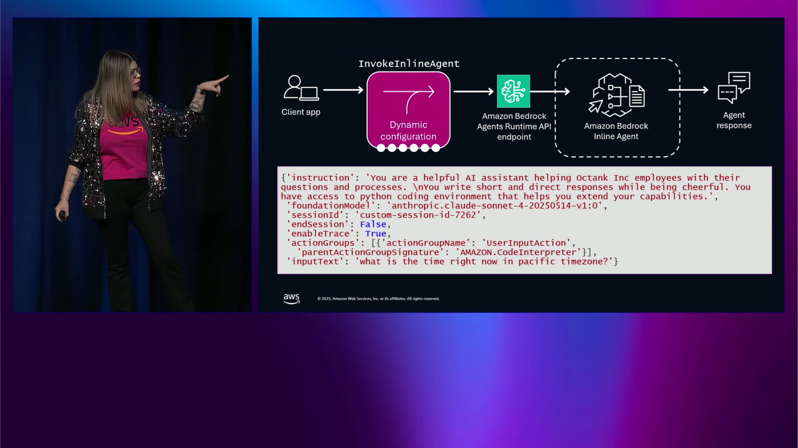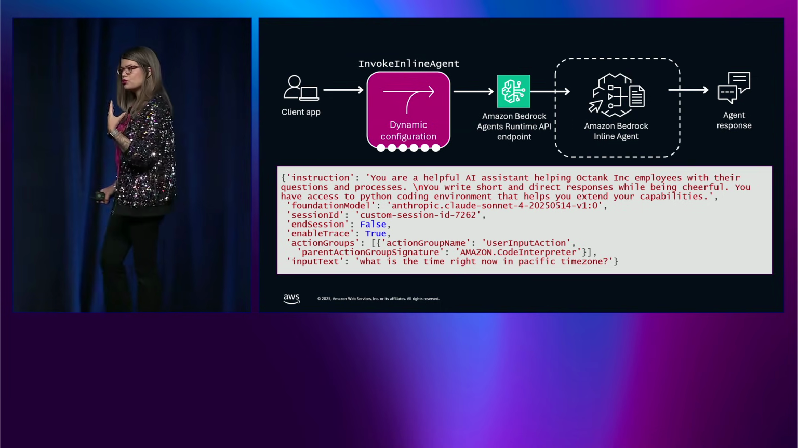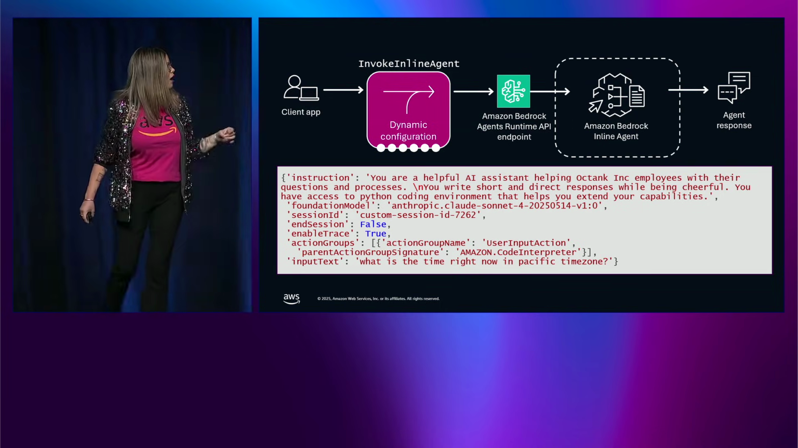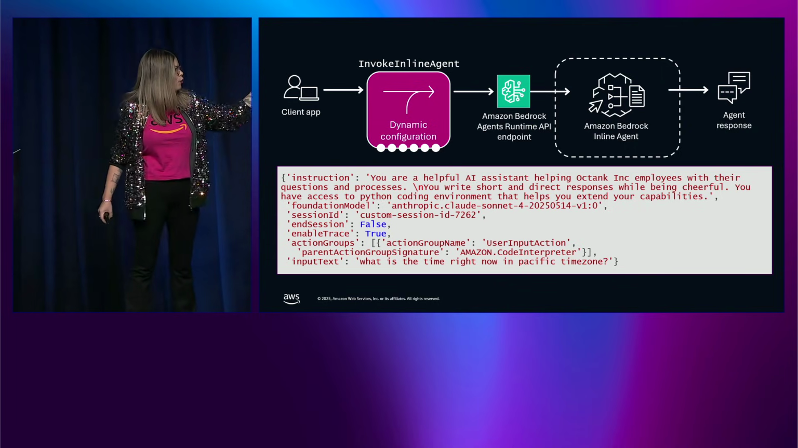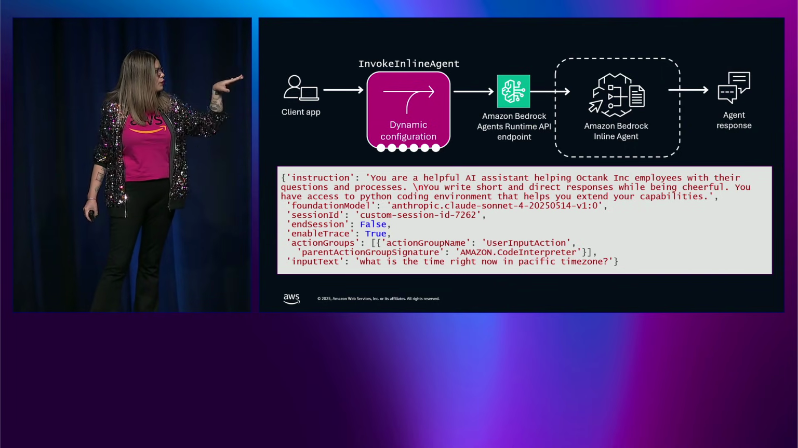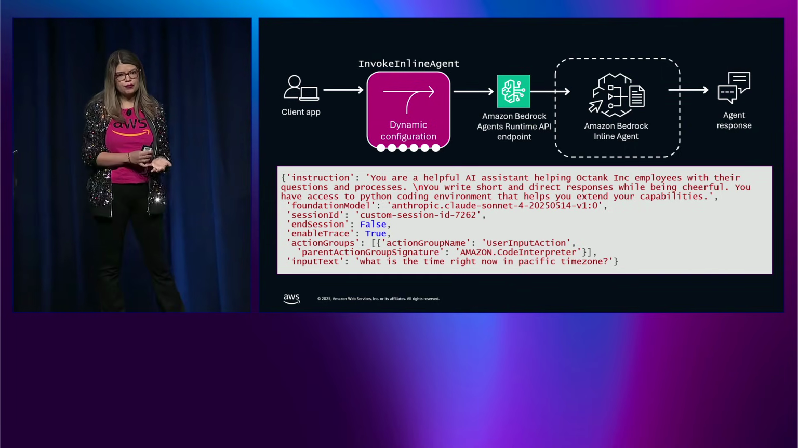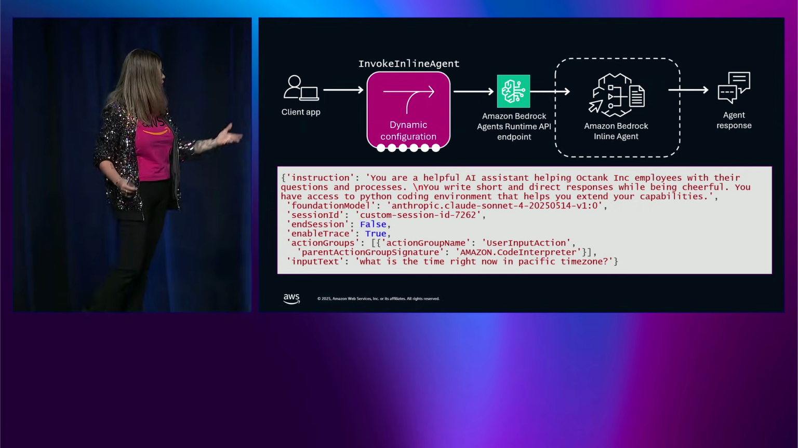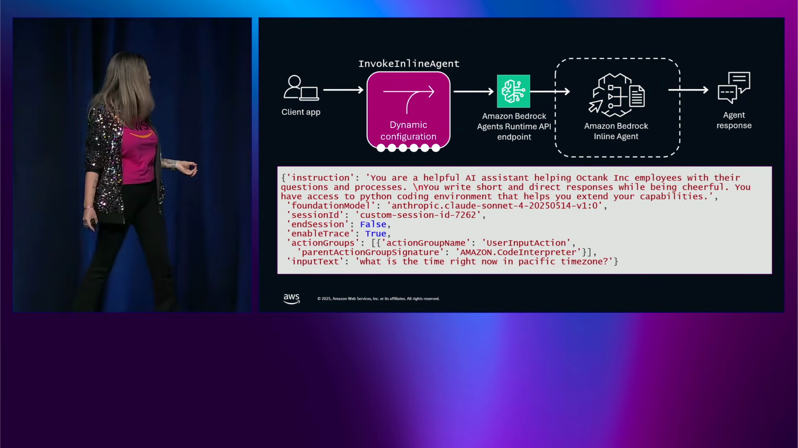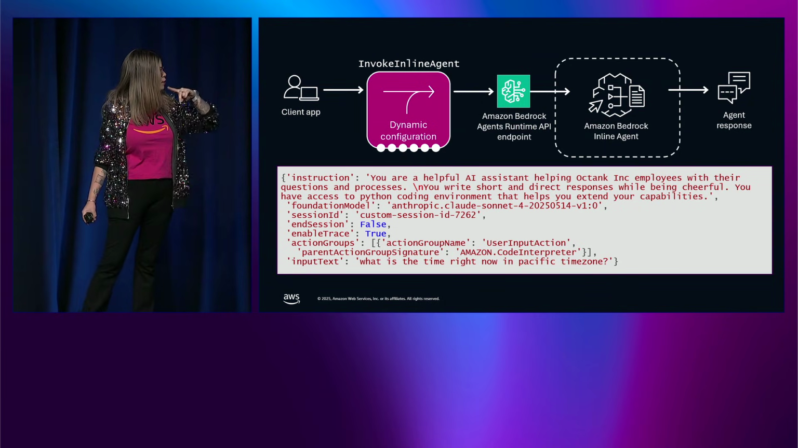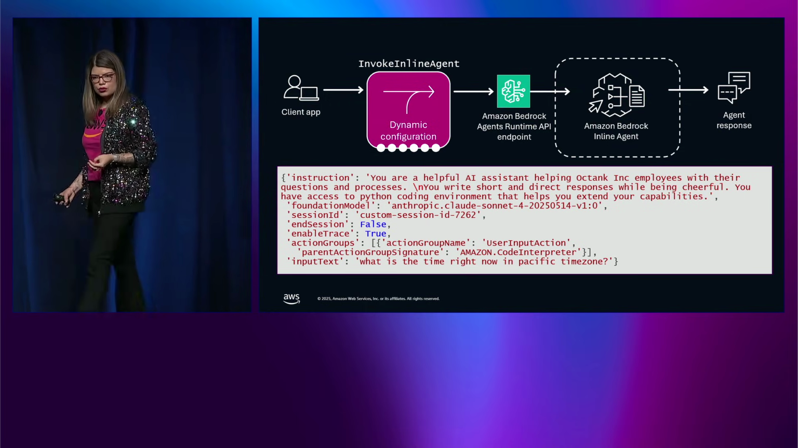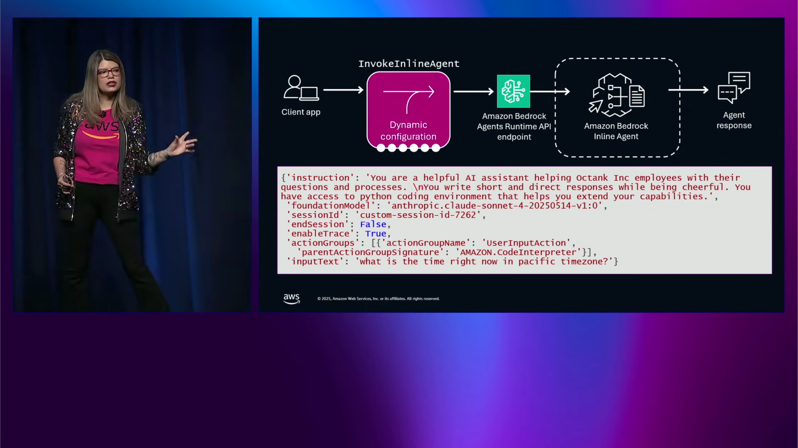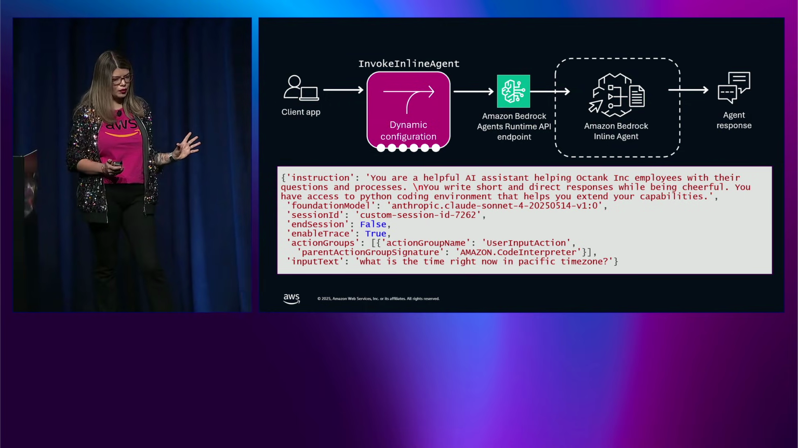the action group that will provide the tools that we're going to use for processing. Also, we are saying that we're going to use the code interpreter for processing our code using Python, okay? And the input text that is going to be sent to this agent. So everything here is dynamic, okay?